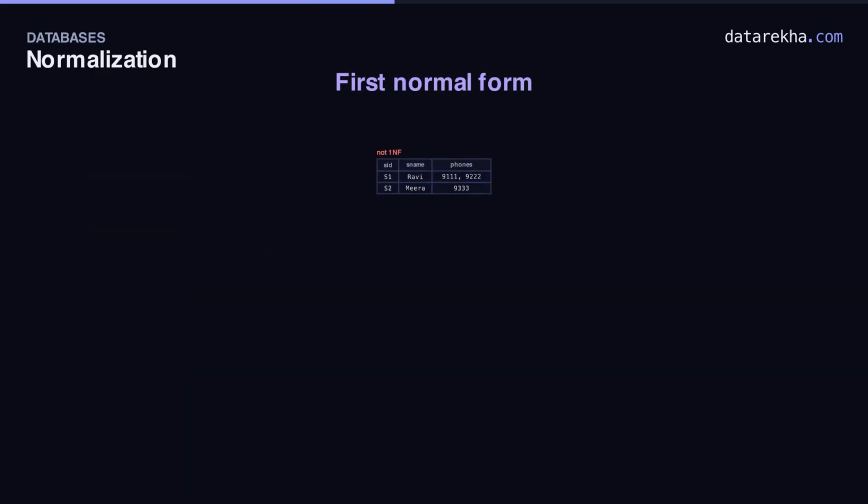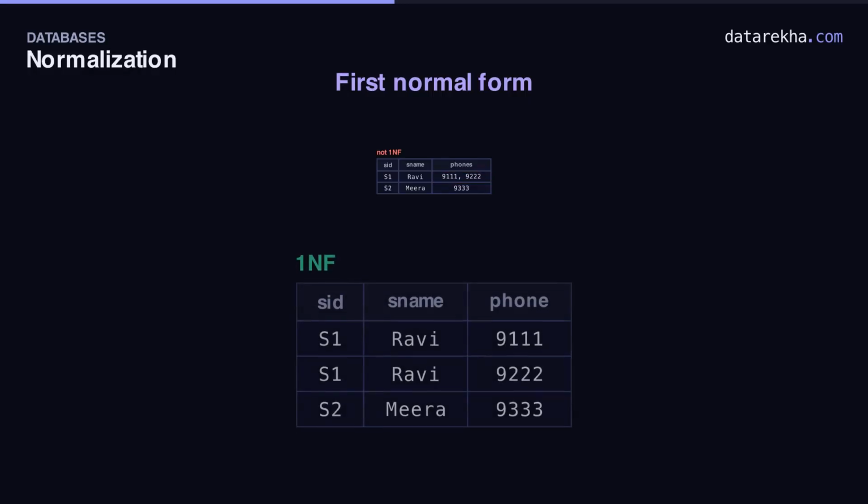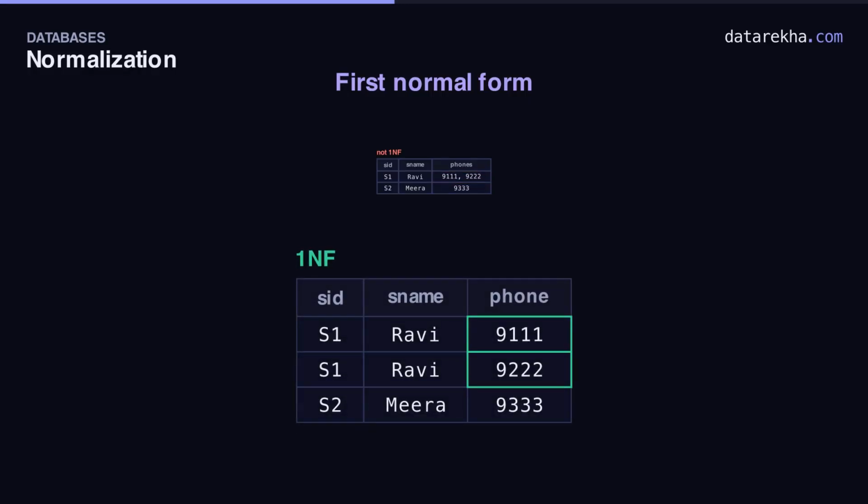Start at the bottom rung. First normal form asks one thing. Every cell holds a single atomic value. Here's a table that breaks it. Ravi's phone cell crams two numbers into one box. A little list smuggled inside a column. Why is that bad? You can't search, sort, or join on half a cell.